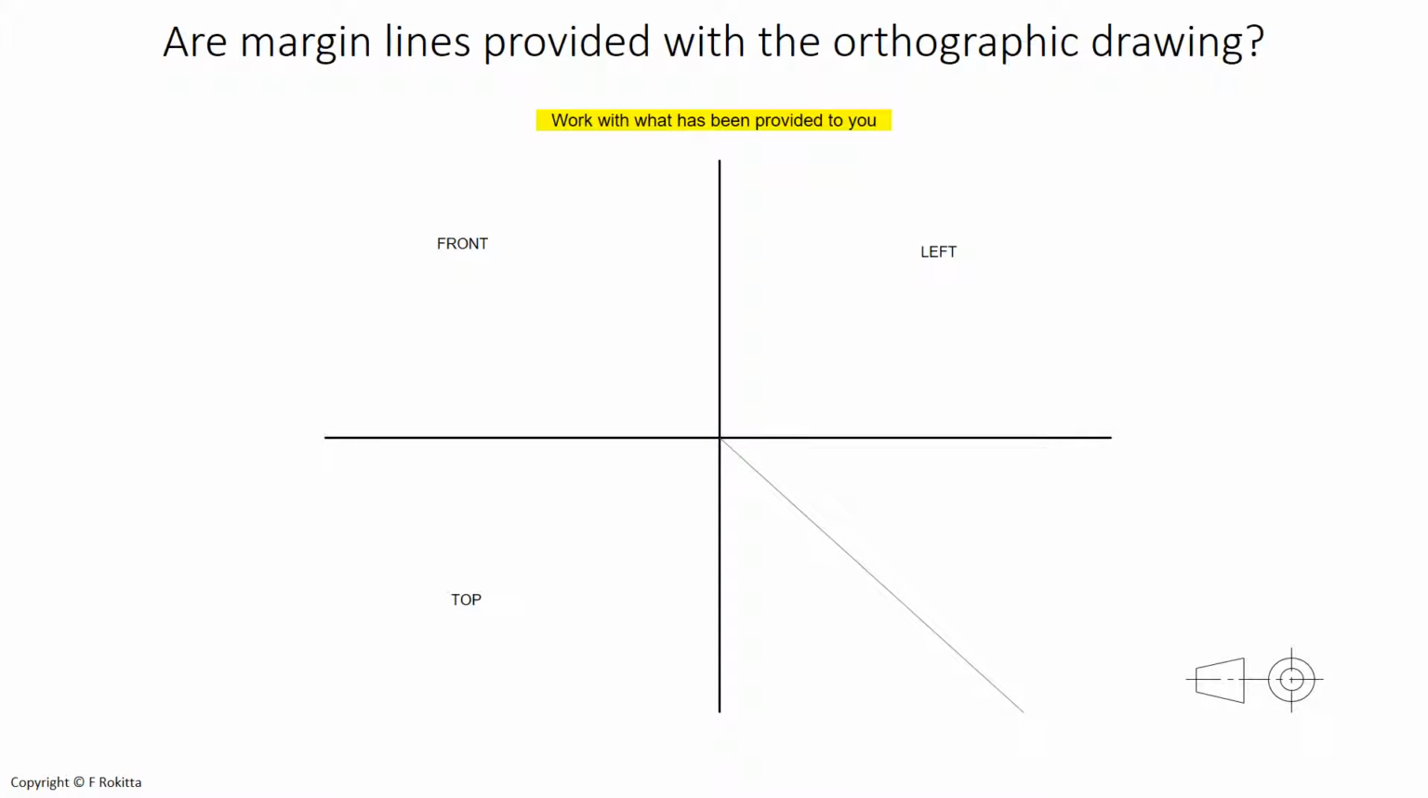Are margin lines provided with the orthographic drawing? You must work with what has been provided to you on your answer sheet. In this case, only the X and Y axis as well as the 45-degree line has been provided to you. Therefore, you will need to draw in the X and Y margin lines onto your diagram.